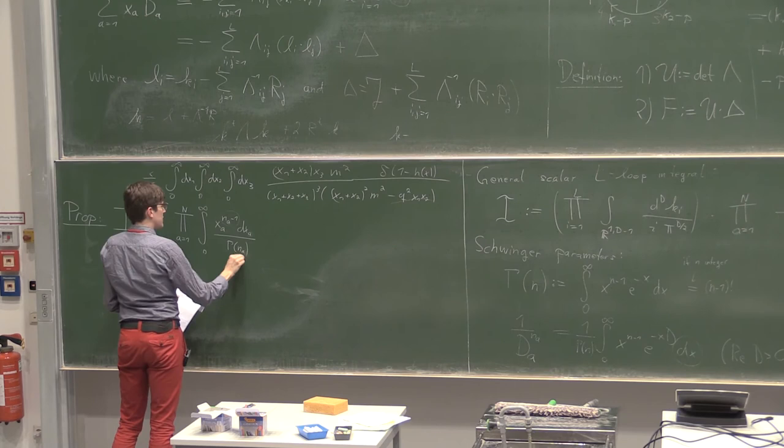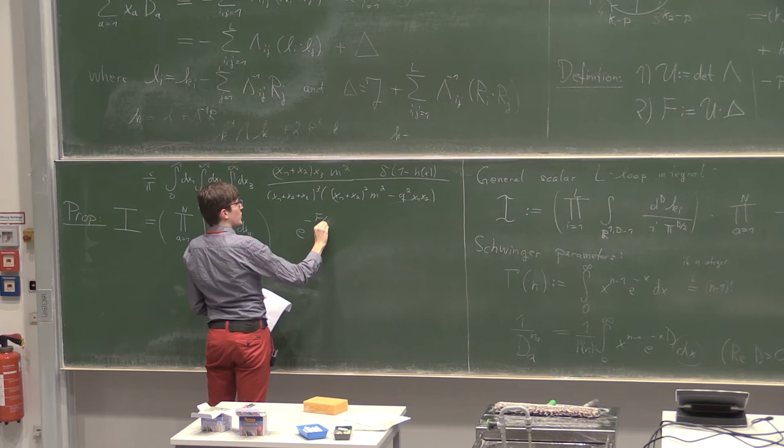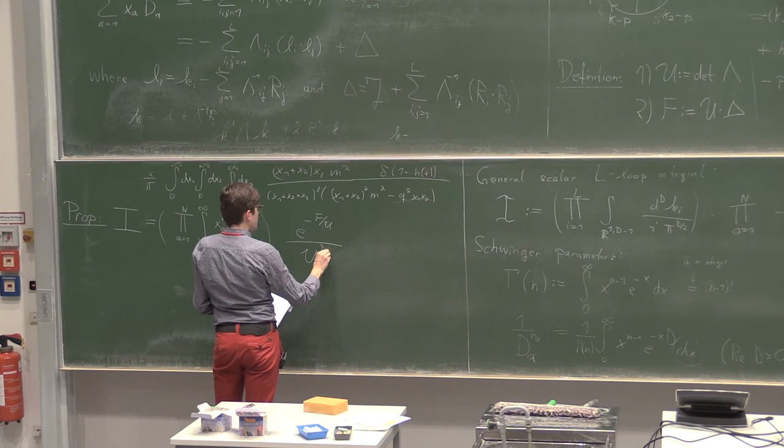And then what is the integrand? Well, it's just e to the minus delta, and now I like to write delta as the ratio of these two polynomials. And so we know delta is not just any rational function, it's the ratio of two reciprocal polynomials. And then the denominator of the formula is u to the d over 2.